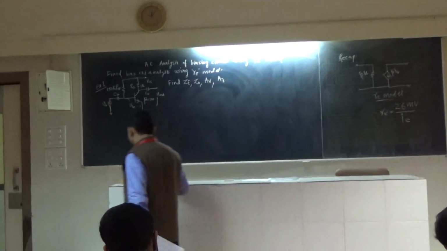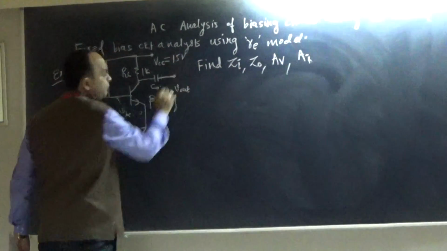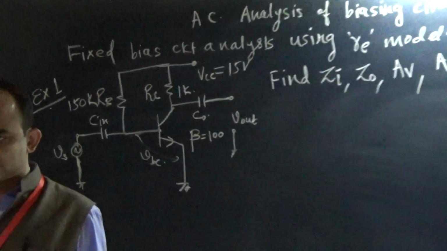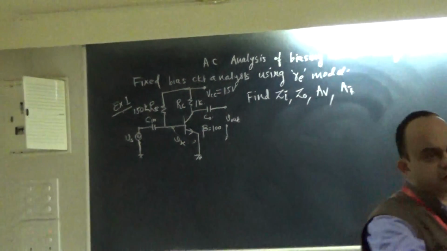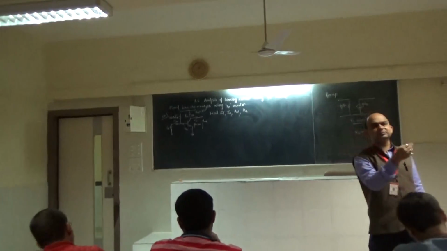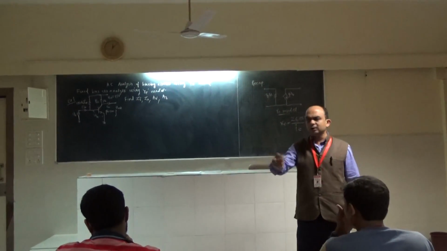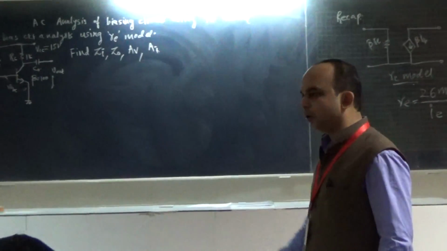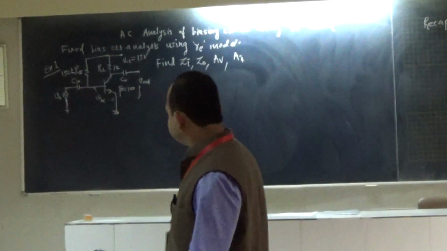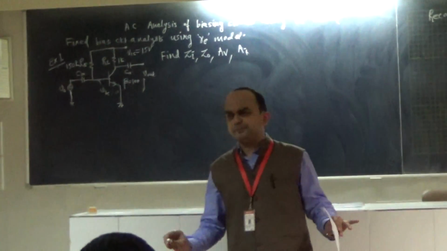VCC given is 15 volts. They will give some values. If by mistake they forget to mention some values, we have to assume certain values. At times they may forget to give VCC. Don't assume it as 100 volts or something. 15, 20, 22 are the standard values that BJTs operate on. So is that clear to you? This is the problem given.